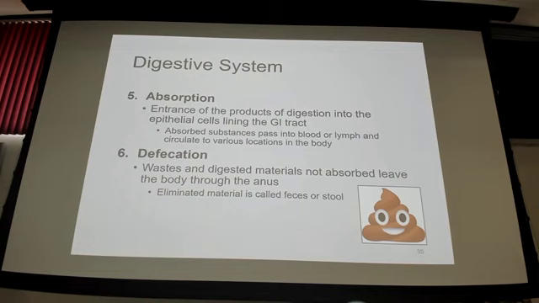Absorption. The biggest portion, or the most important portion, is absorbing the precious materials we can extract from all of the food that we've eaten, and then eliminating the waste, the stuff that we don't need. And then ultimately defecation. We'll talk about that as well. Getting rid of solid material we don't need, eliminating it out.